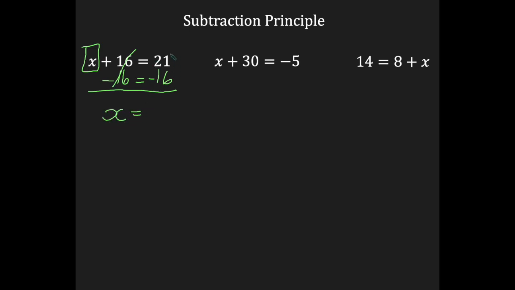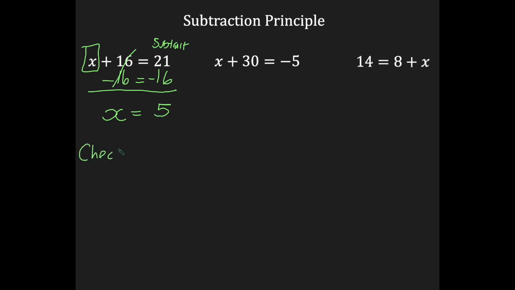Again, this is a combination. Right here, you're combining. My signs are different. When they're different, you're going to subtract. So when I subtract, I get 5. Who's the bigger? The 21. So your answer is positive 5.